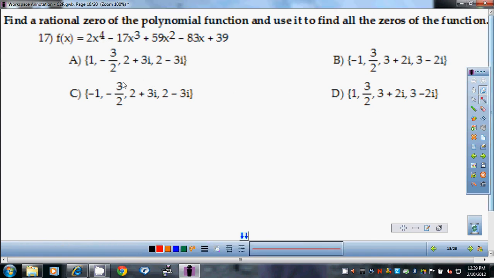1, negative 1, 1. Okay. Positive 1. Stop thinking. Let's try it. Now, you can just plug it in to try it, but remember, you're not going to have those handy-dandy calculators, so I think it's easier just to use synthetic.